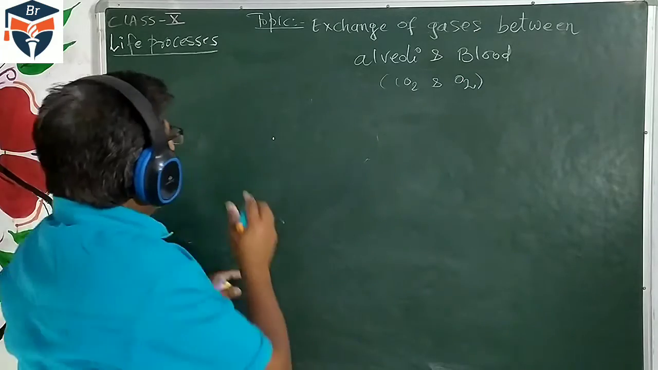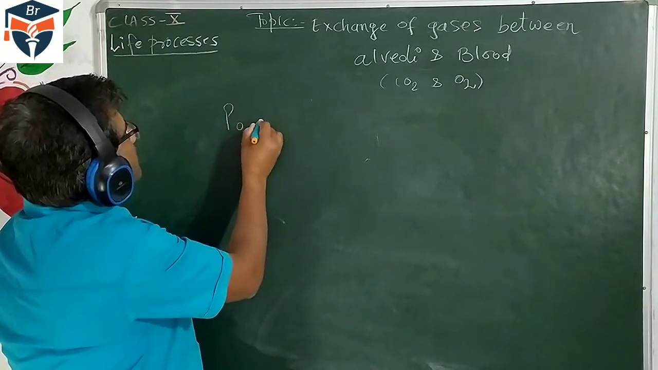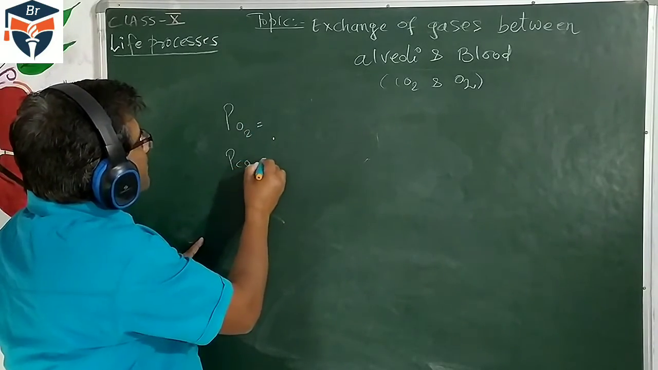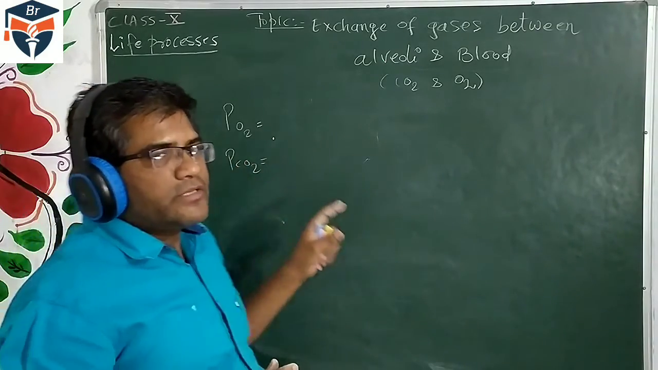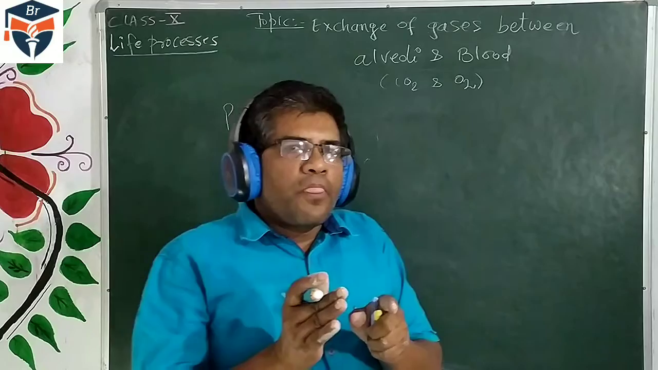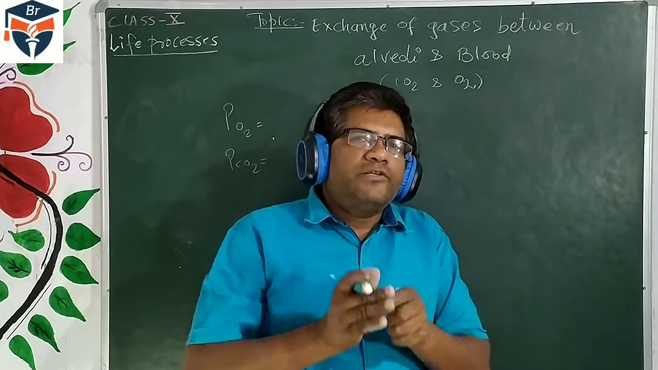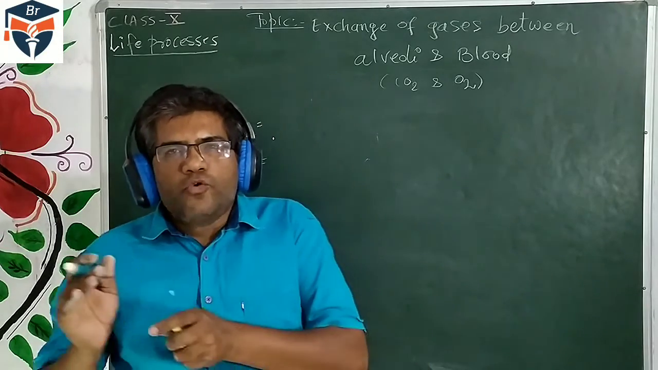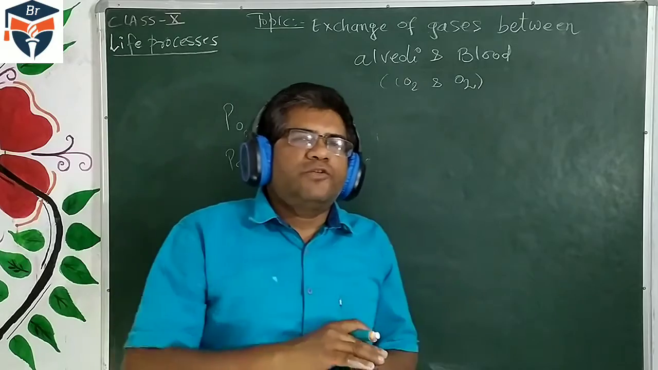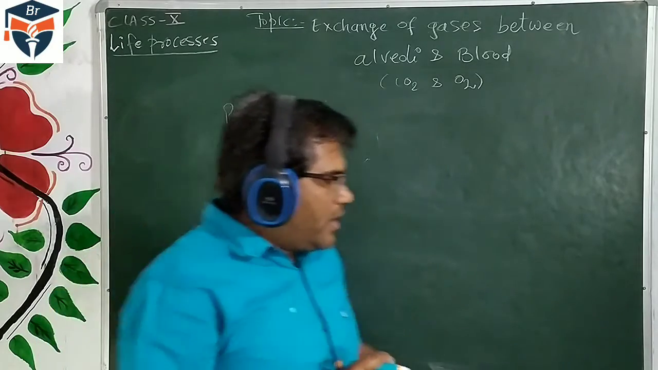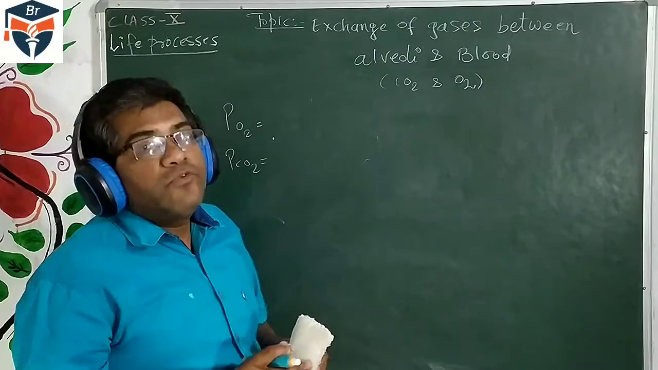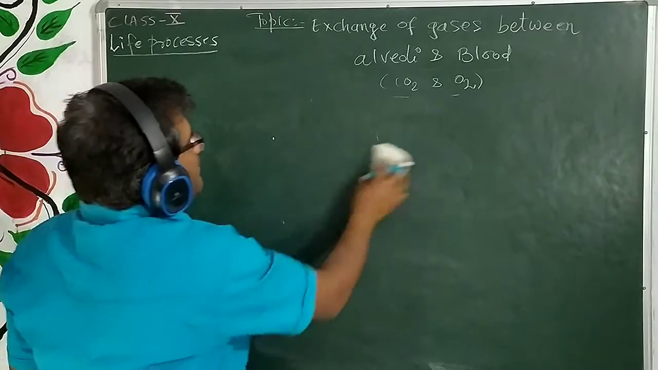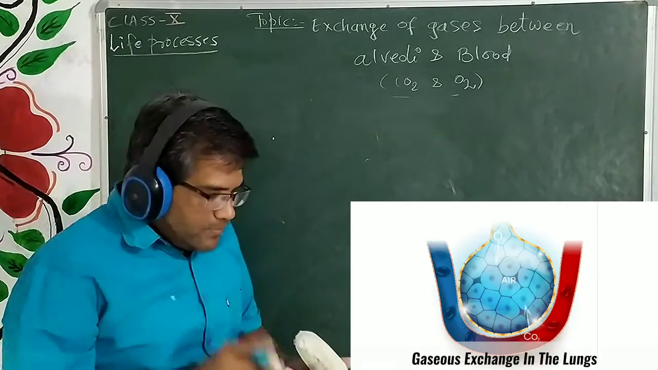Students, PO2 stands for partial pressure of oxygen and PCO2 stands for partial pressure of carbon dioxide. Suppose the partial pressure of oxygen is more on one side and less on the other side. Oxygen moves from the higher partial pressure to the lower partial pressure, and this process is called diffusion. So the exchange of gases between the alveoli and the blood takes place due to the diffusion process.